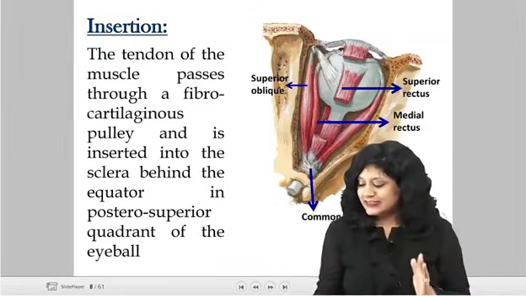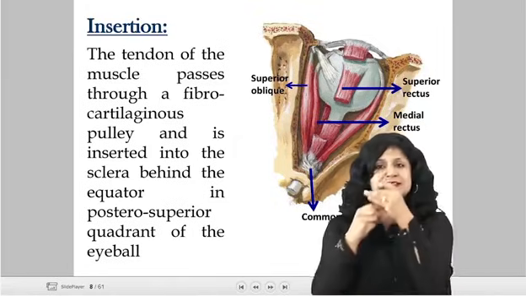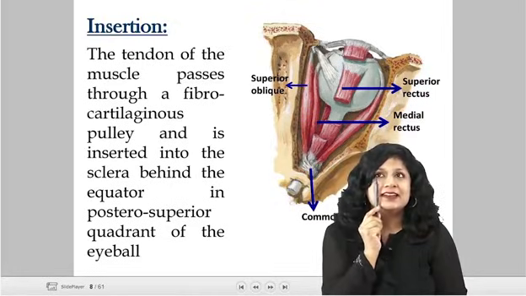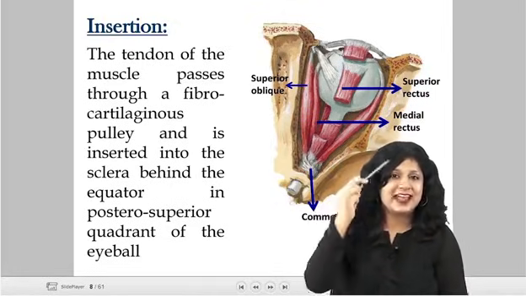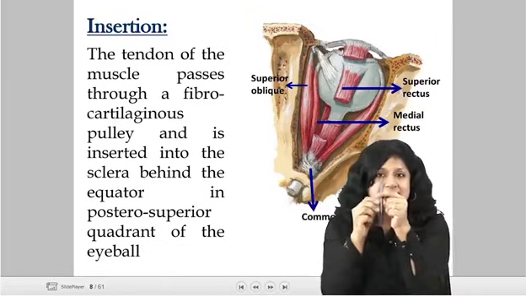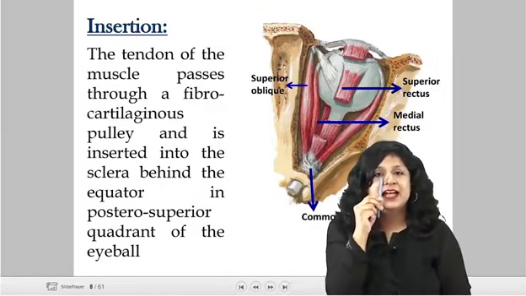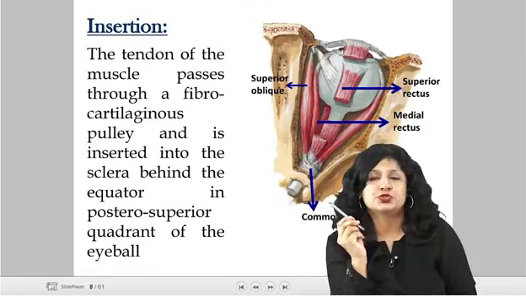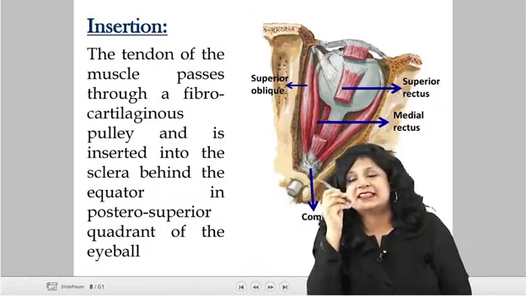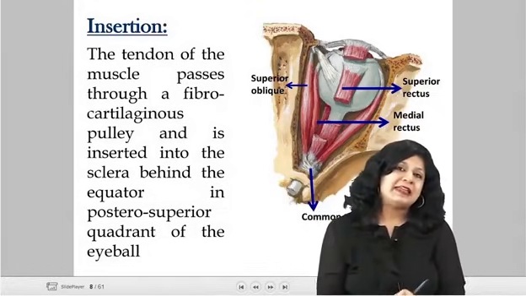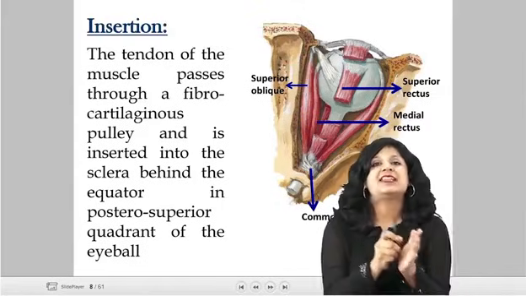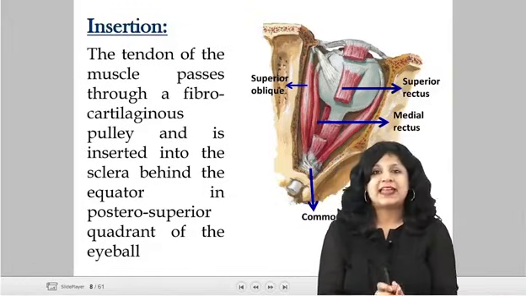Now what is that? Suppose this is your eye and I am seeing in the primary gaze like this. Now from this I can see inwards, like this. So this will be intorsion, rotating inwards. Or there is another condition where I can rotate the eye outward, that will be your extorsion. So there can be intorsion or there can be extorsion. So the primary action of the oblique muscles will be intorsion and extorsion, right?